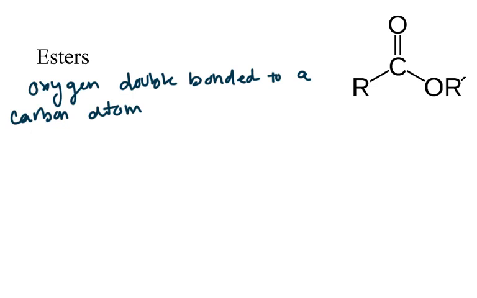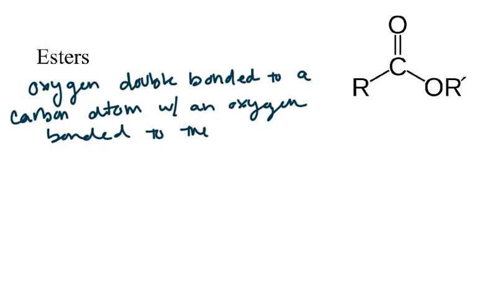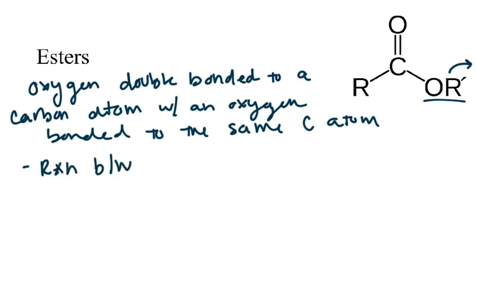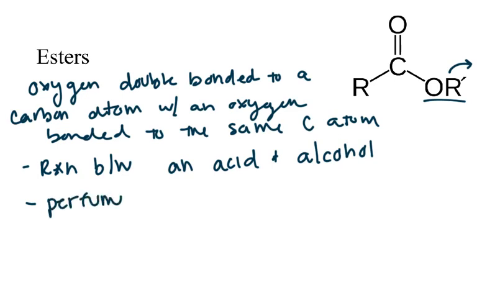With an oxygen bonded to the same carbon atom. You can see that here, and then this R means there's more carbons going that way. So this is the result of a reaction between an acid and an alcohol, and this will be discussed more in the next lesson. And this is where we get our smells and our flavorings from, and perfumes and even artificial flavorings for food.